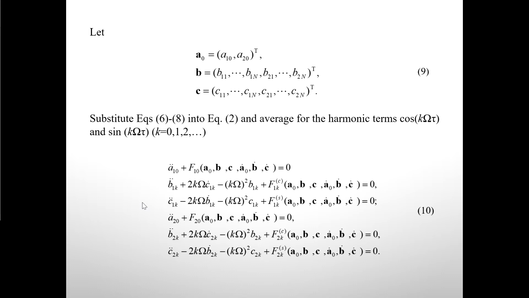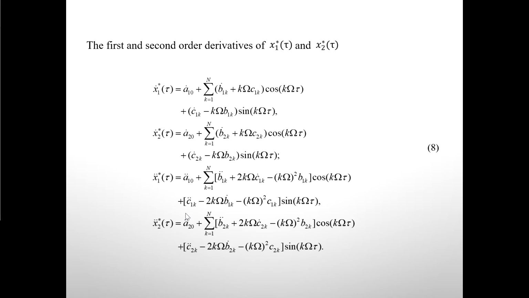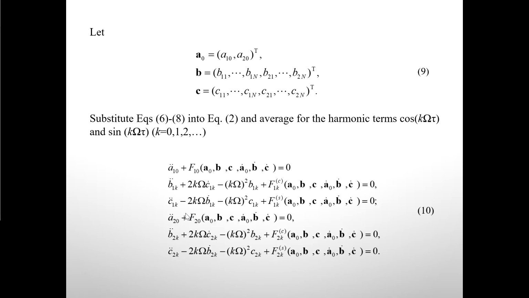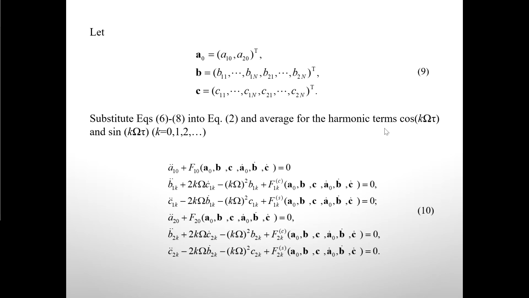Then we can substitute equations 6 to 8, that is x1, x2, x1 dot, x2 dot, x1 double dot, x2 double dot, back into equation 2, which is the equation of motion. And averaging for the harmonic terms, cosine k omega tau and sine k omega tau, we can obtain equation 10, where the analytical expressions for f1 0, f1 kc, f1 ks, f2 0, f2 kc, f2 ks are given in equation 11.